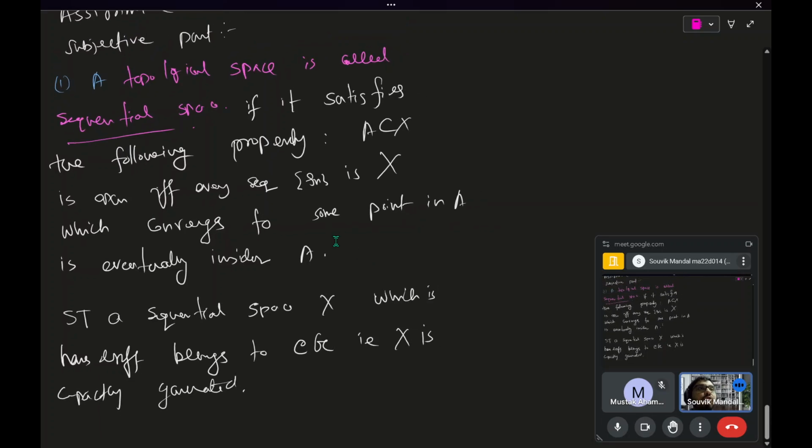A sequential space has the following property: a subset is open if every sequence which converges to some point in it is eventually inside it. Show that a sequential space X which is Hausdorff is a compactly generated space. How to solve this?